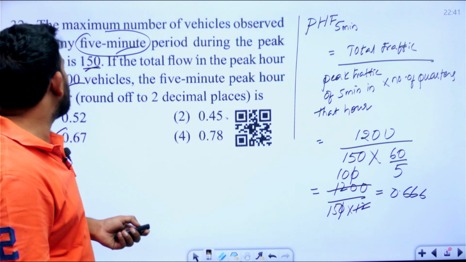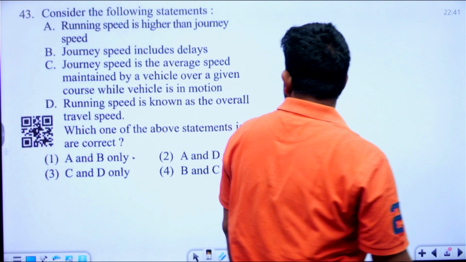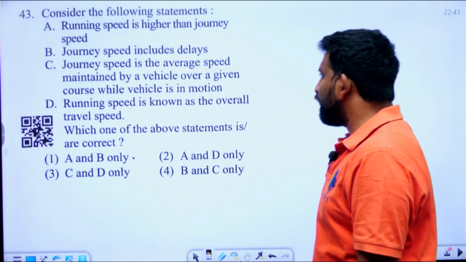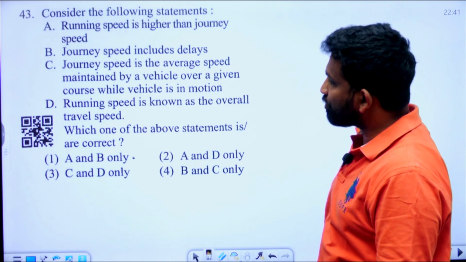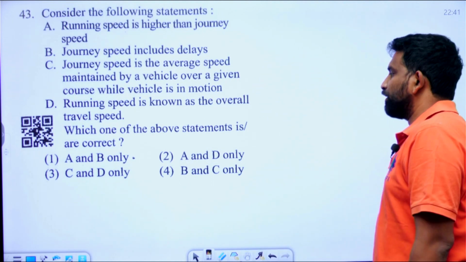Okay, so now the next question. Let us observe the next question. Consider the following statements. Here a few statements were given. Running speed is higher than the journey speed. Journey speed includes delays. The journey speed is the average speed maintained by the vehicle over a given course when the vehicle is in motion. The running speed is also known as overall travel speed. Now, which of the following statements are correct?